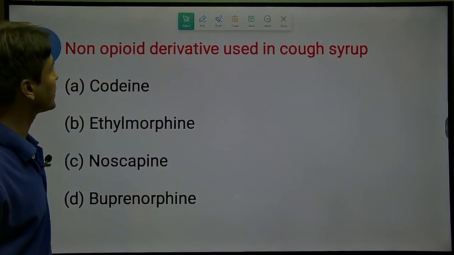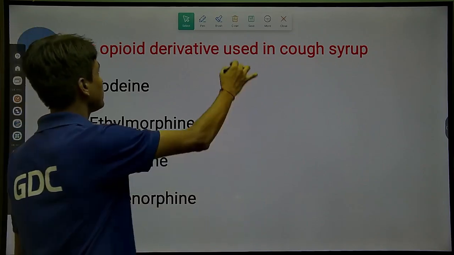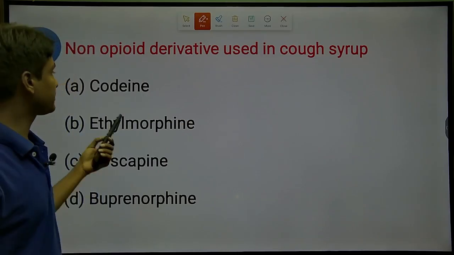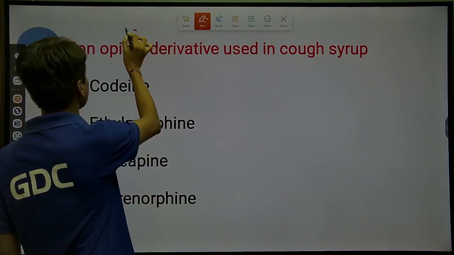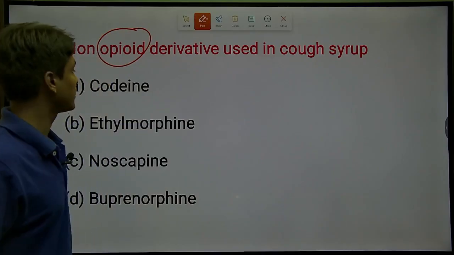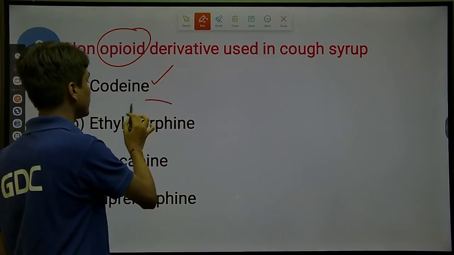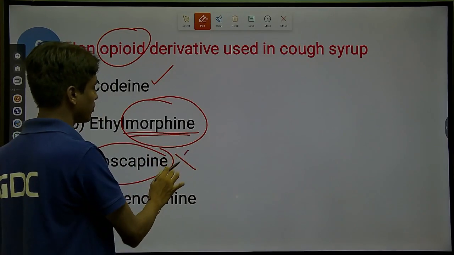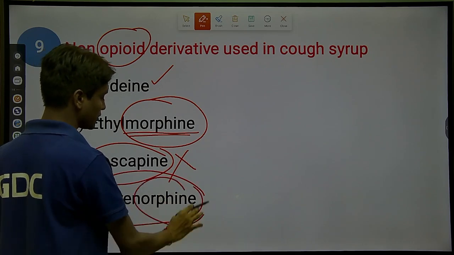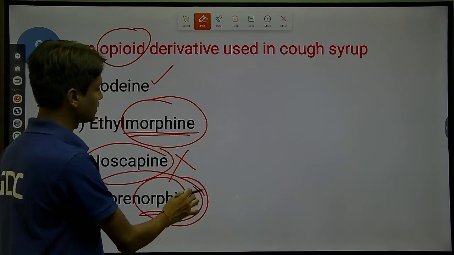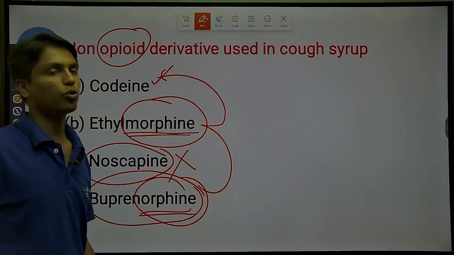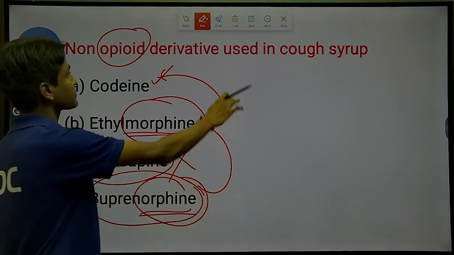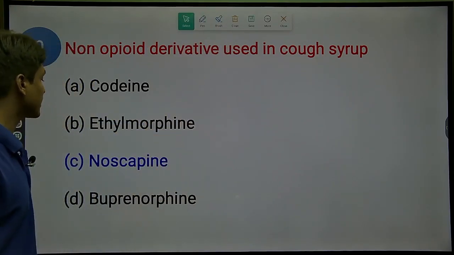Next, which non-opioid derivative can be used in cough syrup? See, the question says non-opioid, not an opioid. Codeine is an opioid. Ethylmorphine, in the name itself it is morphine. Buprenorphine, here also morphine is there. These contain the opiate basic ring, but noscapine is not an opiate. So the answer is noscapine.